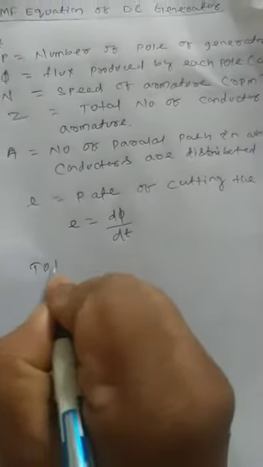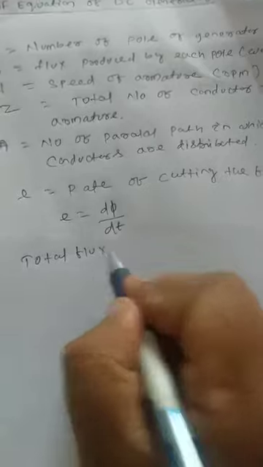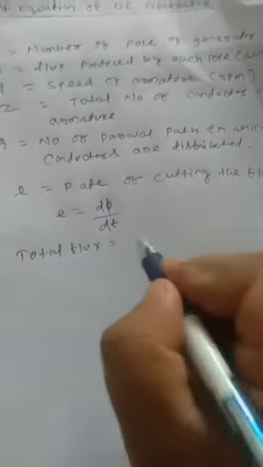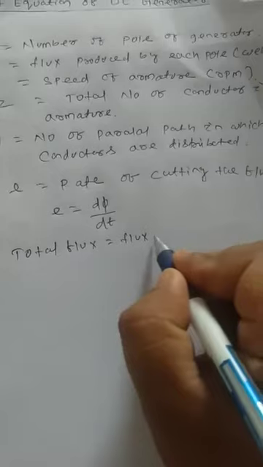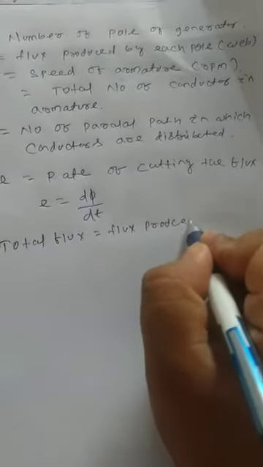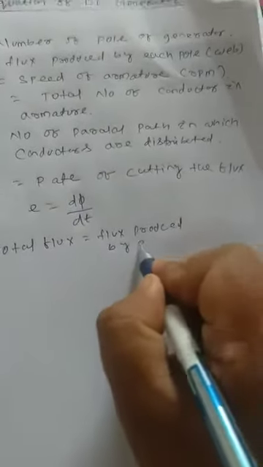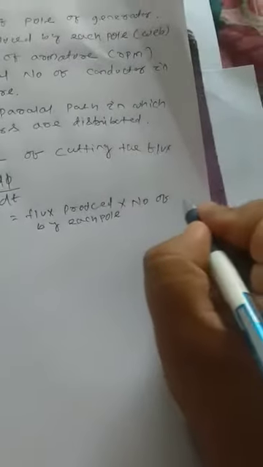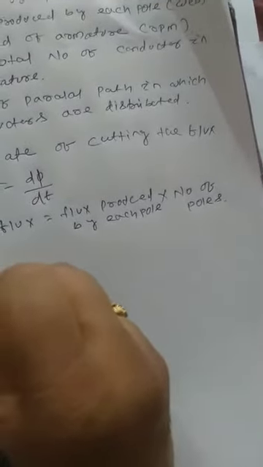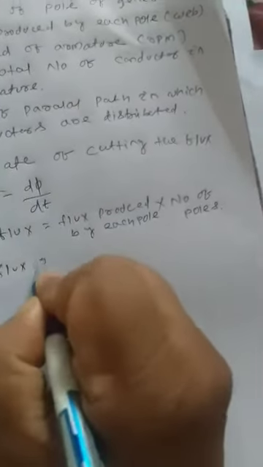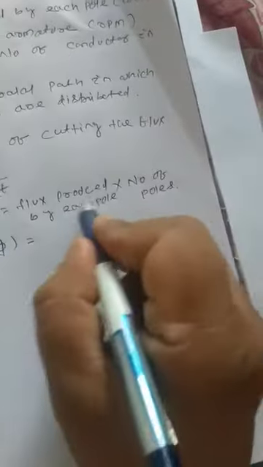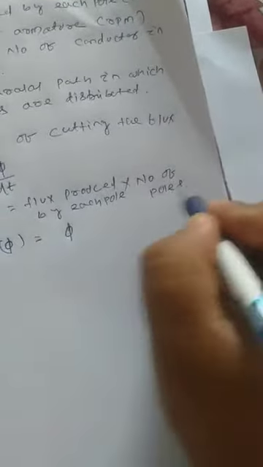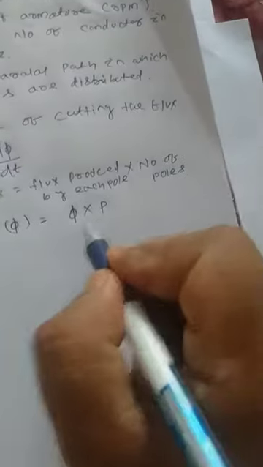Total flux equals the flux produced by each pole multiplied by the number of poles. That is, total flux phi equals the flux produced by each pole, phi, times the number of poles, P.